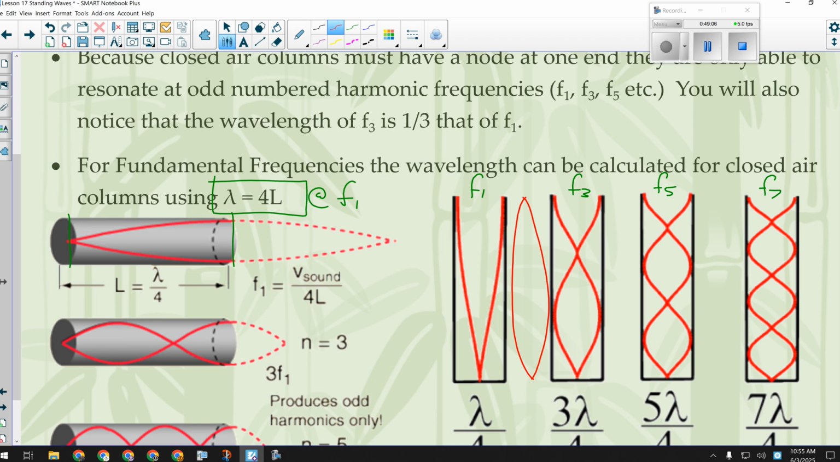There's a standing wave in the tube, but you can't hear it because there's an area of destructive interference at the top. This is why closed air columns are less commonly used as musical instruments. They don't produce as wide a range of sounds because they can only resonate at odd numbered frequencies. Open air columns resonate at all: F1, F2, F3. They always have antinodes at either end.